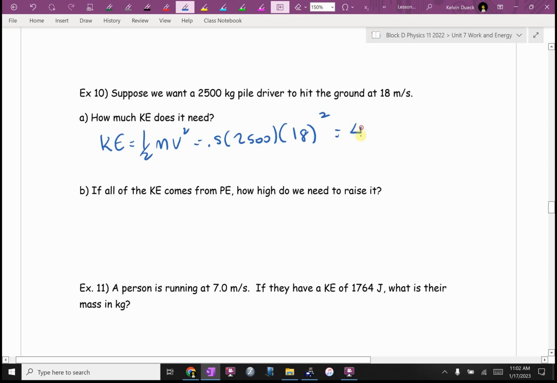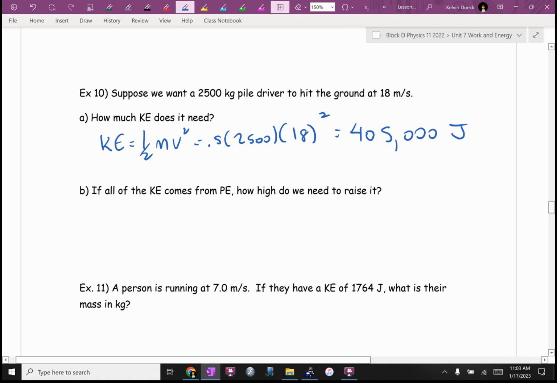Nice. 405,000 joules. Now that's a fair bit of energy. You would not want to be under that pile driver. It would squash you. 1,000 joules you can usually absorb pretty good. 400,000 joules, not so much. It would depend on the mass of the car and the speed of the car, so ask me that after and we can run some numbers.